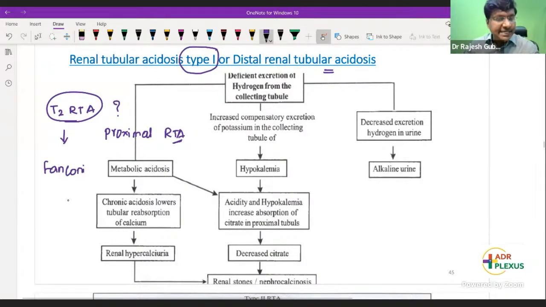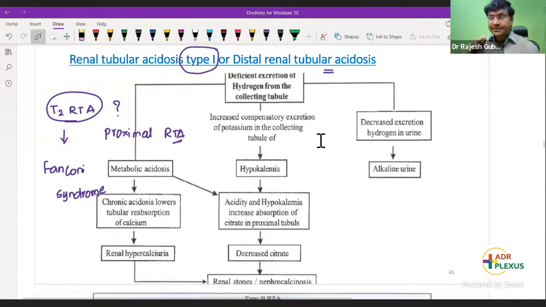What is Fanconi's anemia? Can anyone tell me what is Fanconi's anemia? Very good, Vishnu. Fanconi's anemia is aplastic anemia. Fanconi's syndrome is your type 2 renal tubular acidosis, right? So you should not get confused between these two, right?